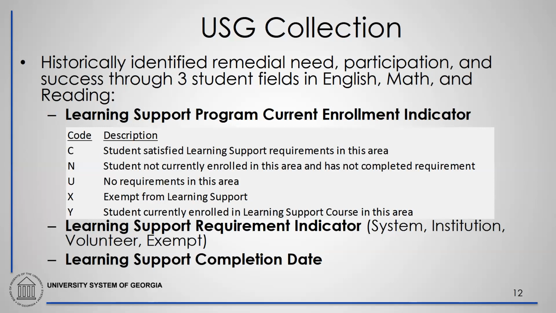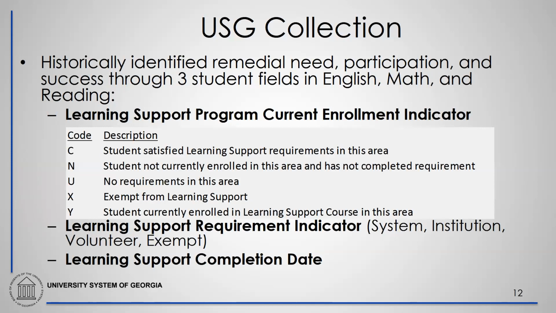So historically, USG identified remedial need, participation, and success through 3 student fields in English, math, and reading. We had a learning support program current enrollment indicator, and the values you can see here: C, if the student has already satisfied their requirement; N, if they're not currently enrolled but they haven't completed the requirement yet; U, they don't have a requirement in this area or X, they're exempt; and then Y is the one we use a lot to say the student is currently enrolled in a learning support course in this area.